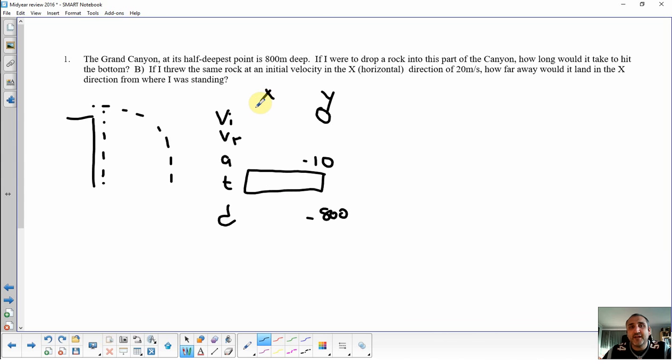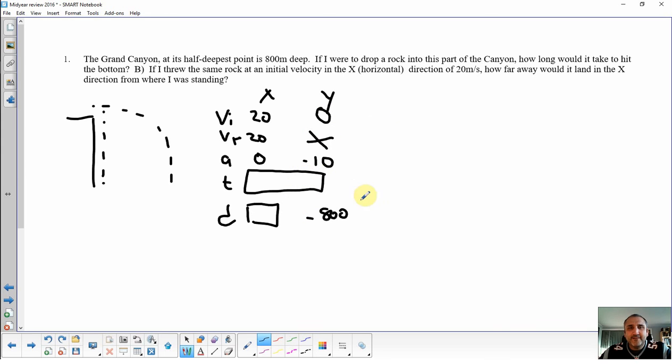My initial velocity in the x, if I throw it, is 20 meters per second. And we know that there's no acceleration, so it will also end at 20 meters per second. I don't ask you about the final velocity. I could, and we could do some math to get that. But I think we've got a pretty good idea: if we can use this stuff to get time, we're going to use the same time to get the displacement here, which is what we ask. Okay? So we need time and we need displacement, and they're going to be gotten using the same time.